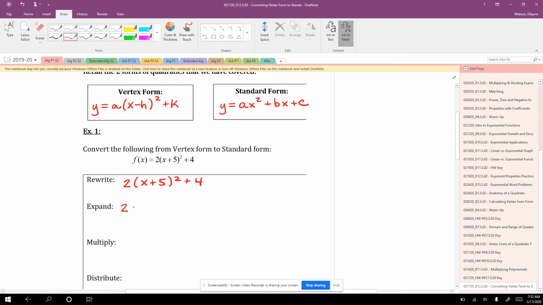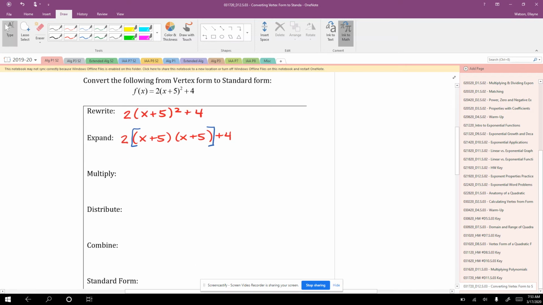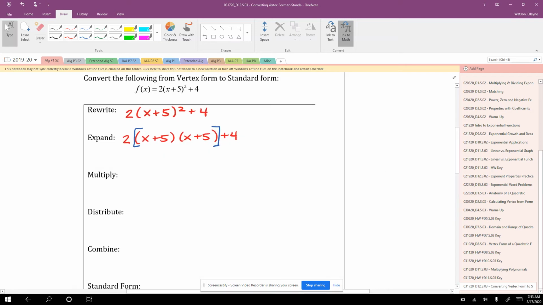So to expand it, you multiply something by itself, that's when it's written as squared. So we're going to expand it like this. Now, you don't have to, but it might help if you think of it as this. Multiplication, it doesn't matter what order you do it. I would suggest, though, that you multiply these two first. I think it just makes it a little easier. Okay, let's go ahead and multiply that.